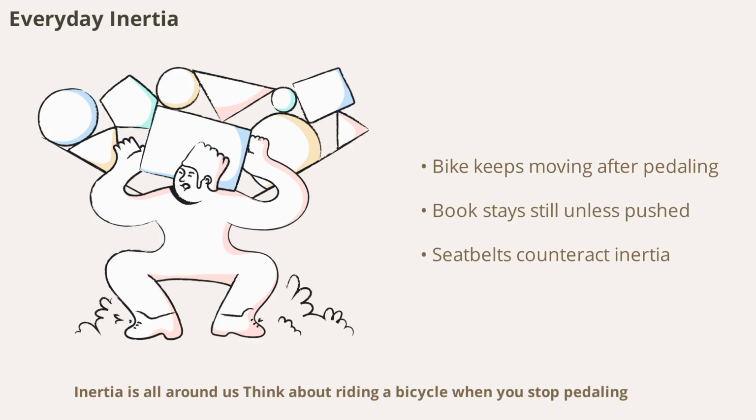Inertia is all around us. Think about riding a bicycle. When you stop pedaling, the bike keeps moving until friction or another force slows it down. Or imagine a book resting on a table, it won't move unless you push it. Even in sports, a soccer ball remains still until kicked. These examples show how inertia affects both stationary and moving objects. Recognizing inertia in daily life helps us understand why seatbelts are essential in cars and why heavy objects are harder to start or stop moving.